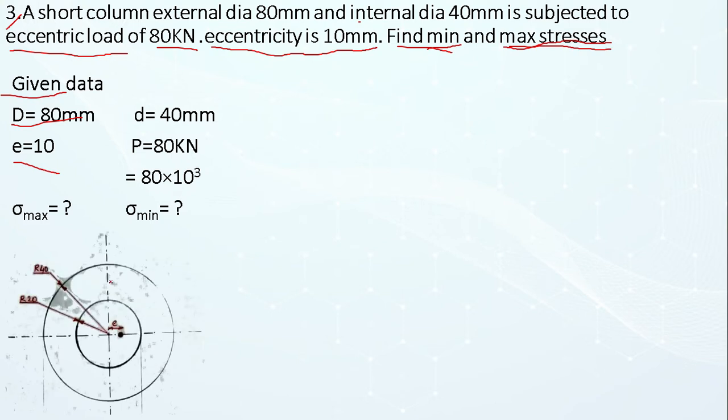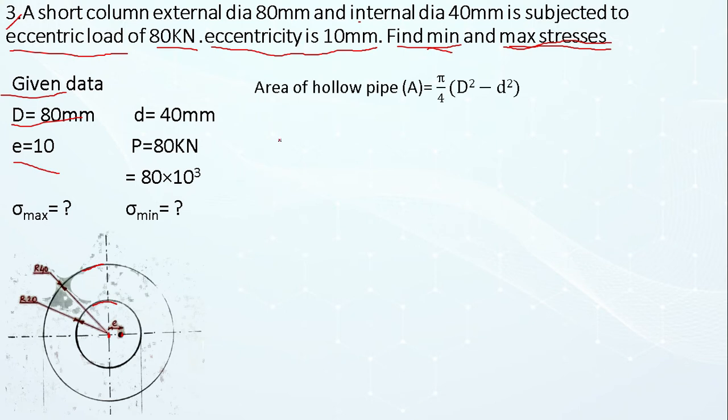So first of all, we will draw one figure. This is the internal diameter 40 mm and this is the external diameter, and the load is placed here, 10 mm away from the axis of this circular column.